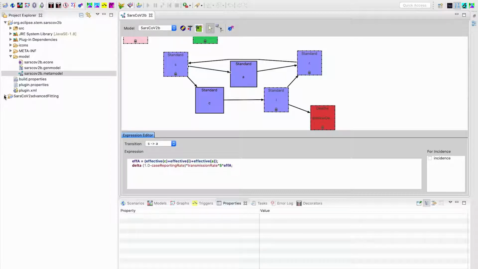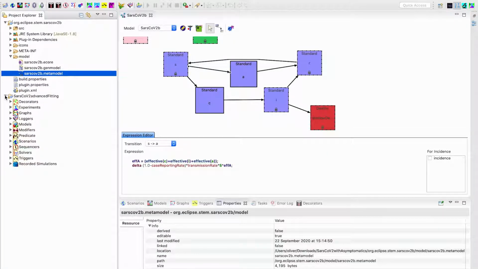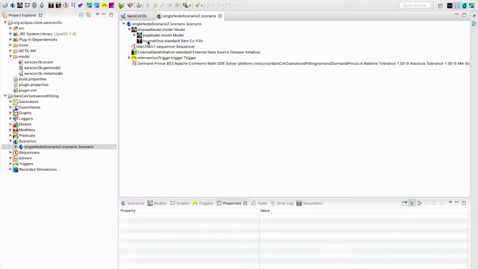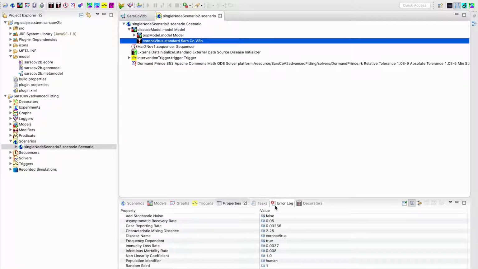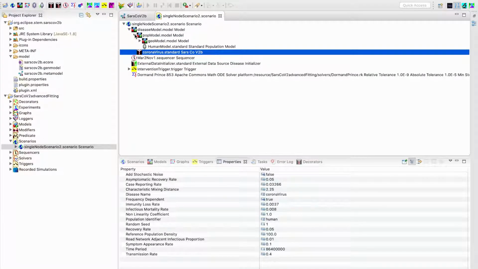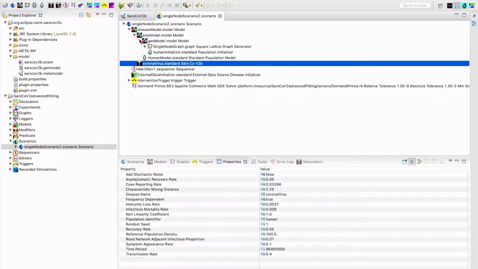So this COVID-19 model, the SACIR model, has been imported into a single node scenario example, which I'll load up here, containing the disease model, the model we've just been through. This model, in the properties viewer below, we can see the specified parameters for the model, and for this example, it's not a specific geographic location, just using STEM's standard human population model and a single node graph definition.